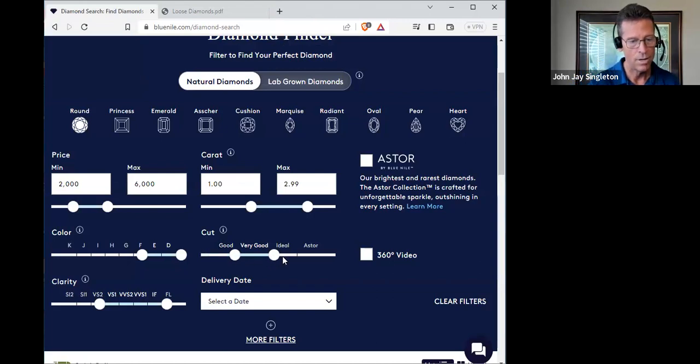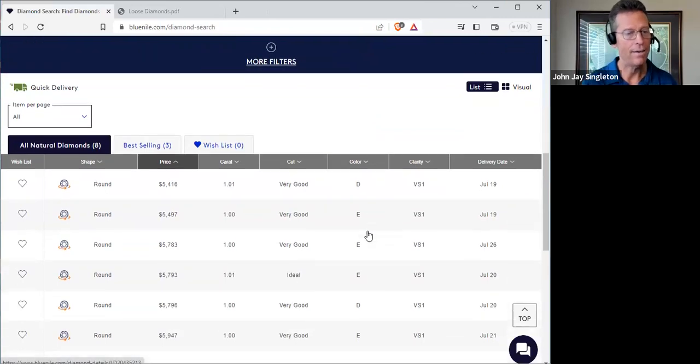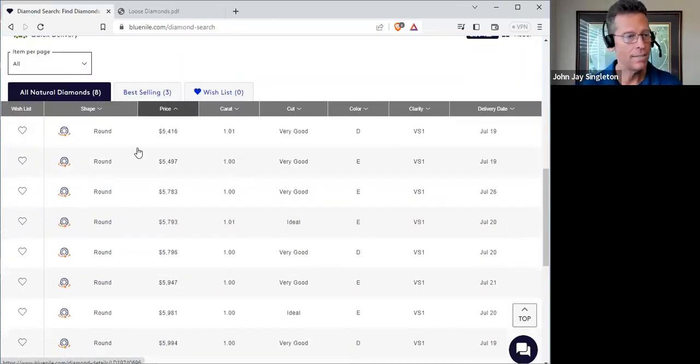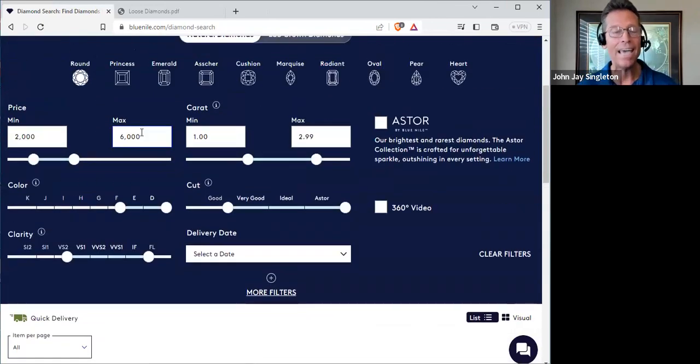We'll take out good, ideal, and they call it Aster. So that's probably going to be that, right? So there's our profile. We scroll down. Open this up a little bit. Scroll down and look, this is the list. They have 8 diamonds that fit that criteria. Now I'm sure they can get you more, but sometimes they have like 400. It depends on what you're looking for.